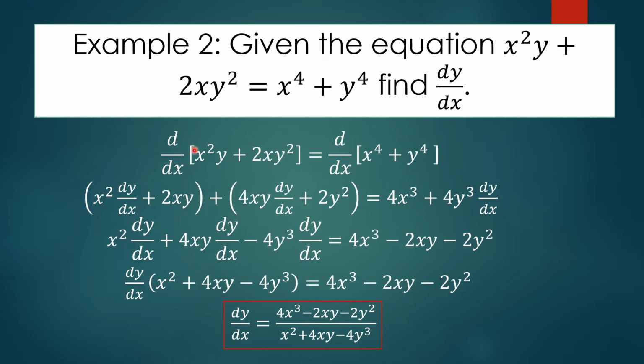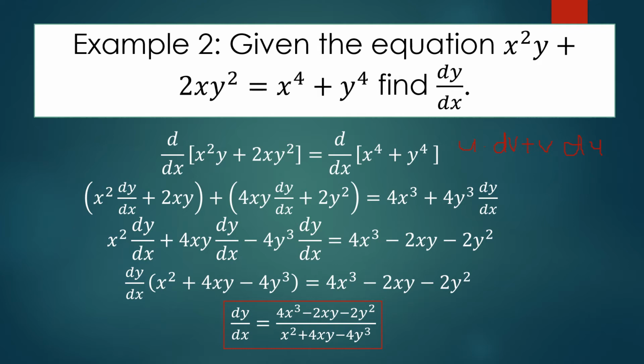Okay, so kunin mo ang derivative ng first term, which is x squared y. So, para makuha ang derivative ng first term, gamitin natin ang product rule. Okay? So, ang formula ng product rule ay u times dv plus v times du. Okay? So, we have u times dv plus v times du.